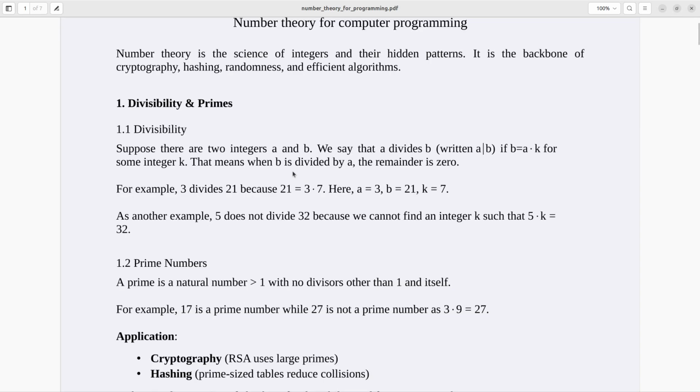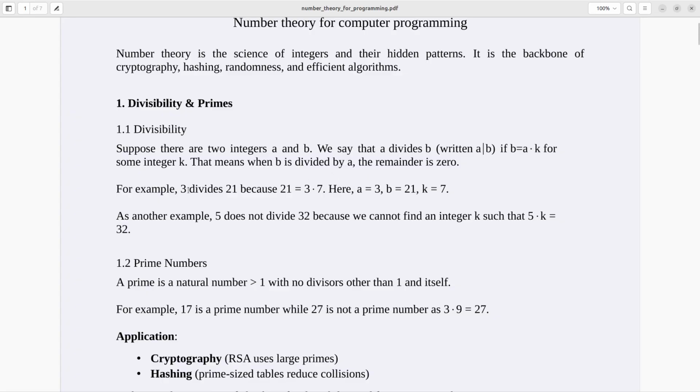So, what is the meaning of divisibility? Suppose we have two integers a and b, and we can say that a divides b, written as a followed by a vertical line followed by b. How can I say so? If I find that b equals a times k for some integer k, then I'm able to say that a divides b. That means when b is divided by a, the remainder will be just 0.